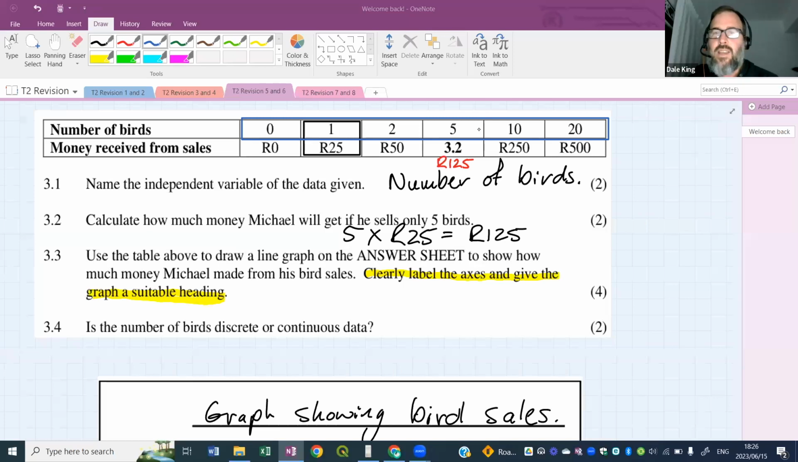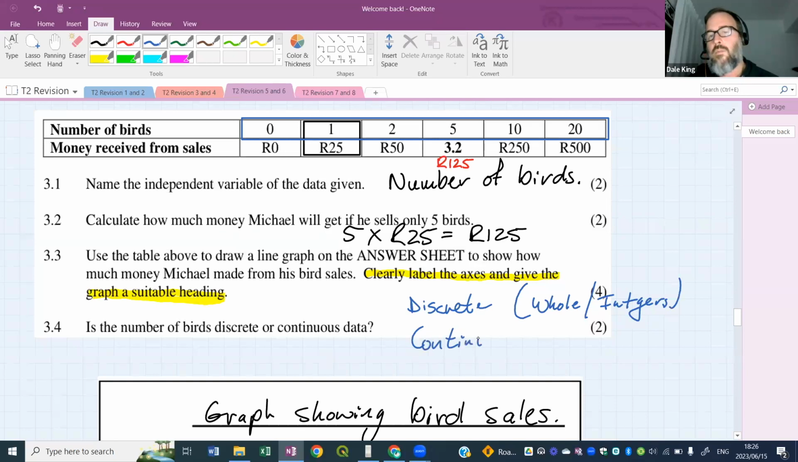Continuous data is data that you measure. All right, so let me put a little note here. Discrete, whole or integer numbers. Continuous, it's numbers that you use to measure. Think of when you measure things like with meters and it has decimals. So continuous data has decimals. When you see a comma, that's continuous. Discrete is whole numbers.